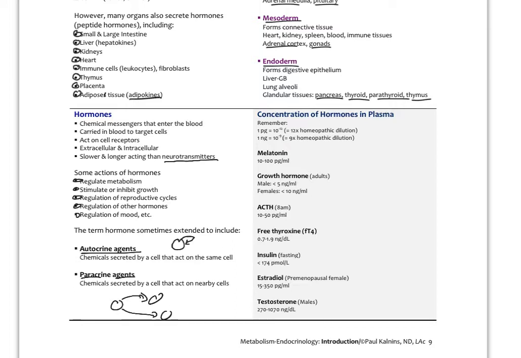Now, the concentrations of hormones in the plasma, I think, are really interesting. A lot of hormones are in the range of picograms, which is 10 to the minus 12, which in the homeopathic language is a 12x dilution. And then 1 nanogram, which is 10 to the minus 9th, and that's a 9x dilution. Now again, a homeopath would say you have to dilute a substance, but also succuss or shake it at each point to make a remedy.